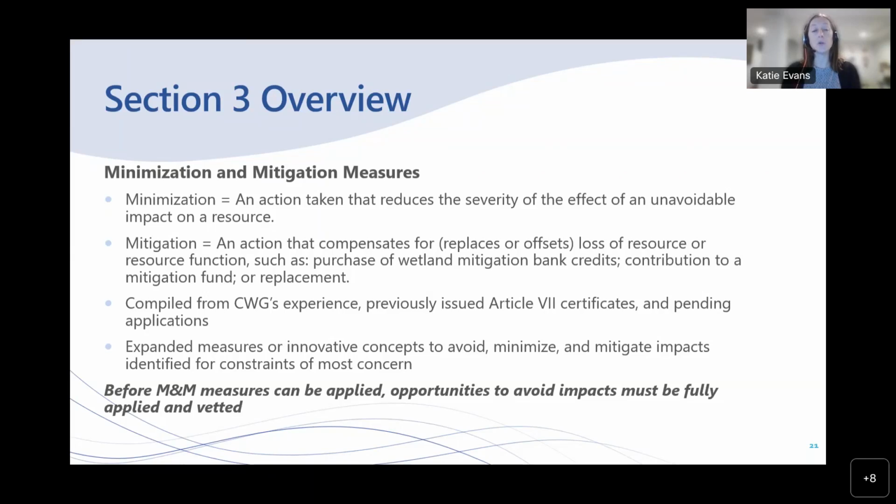You'll see throughout Section 3 that there is an inventory of what we call the M&M measures, which were compiled based on the working group's experience, previously issued Article 7 certificates, and pending applications for similar offshore wind and cable projects. So those really provided a comprehensive list of the types of measures that should be implemented with these projects. So throughout the development of the assessment, minimization and mitigation measures were refined to reflect current understanding and expanded where needed to facilitate locating multiple cables. Lastly, where applicable, expanded measures or innovative concepts to avoid, minimize, and mitigate impacts are identified for the constraints of most concern. Next slide.